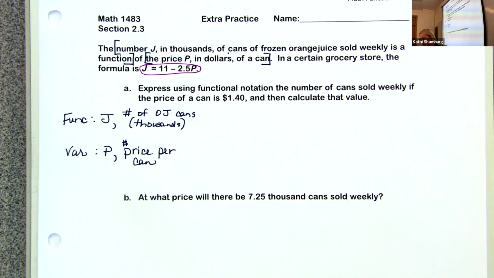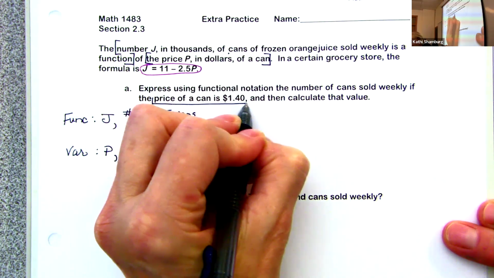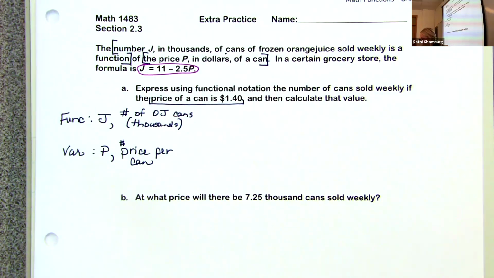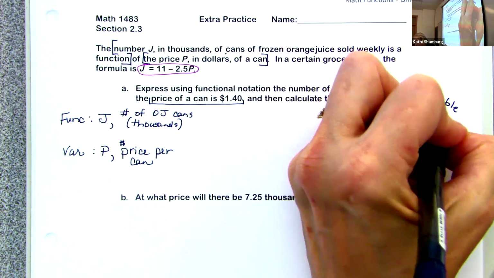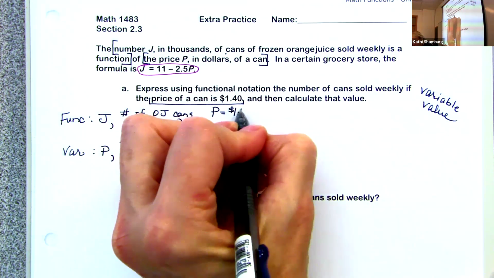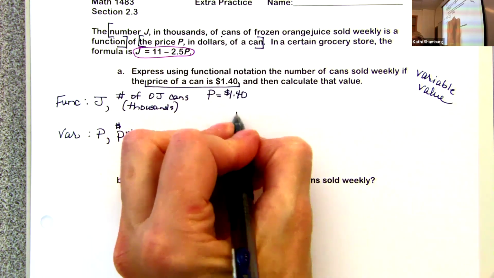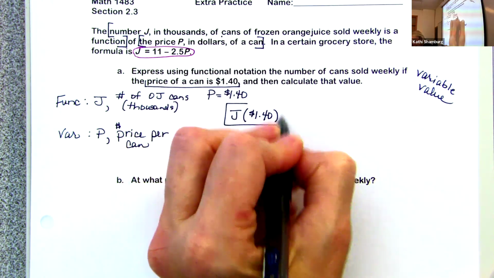Okay, express using functional notation the number of cans sold weekly if the price of a can is $1.40. Okay, so here's what was given right here, $1.40. Did they give me function or variable value? Variable. All right, so my variable is P equals $1.40. How do I represent that in functional notation? J at $1.40, so that's functional notation.